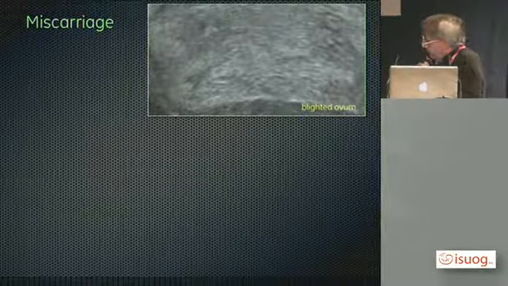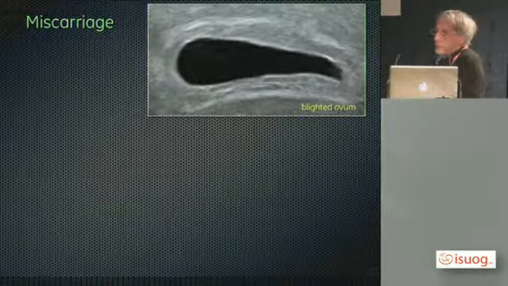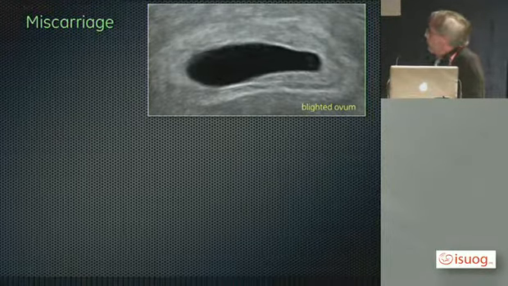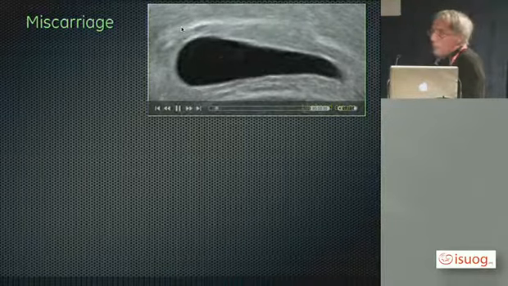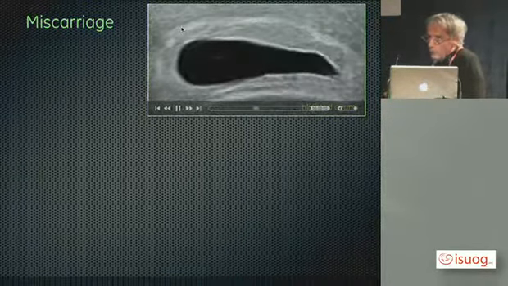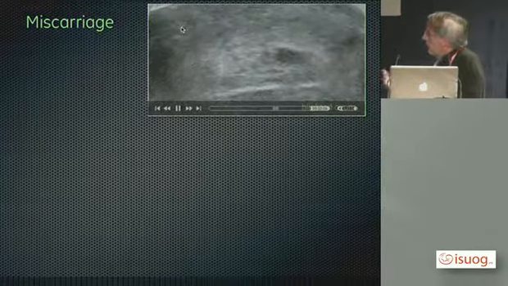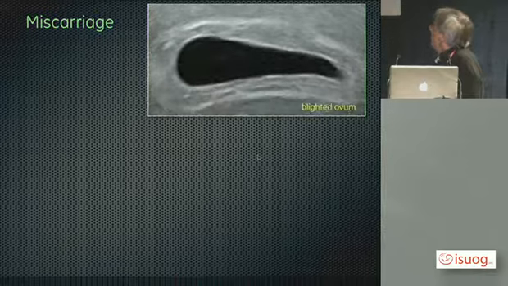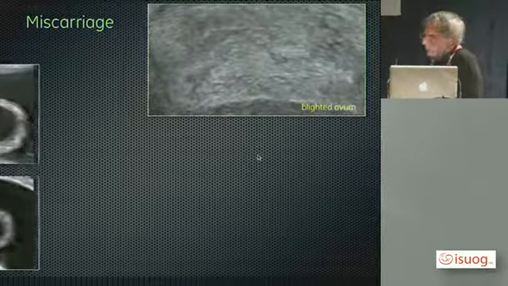Miscarriage, what we can see in case of miscarriage: the lady comes at the beginning of pregnancy with bleeding. Sometimes she is at 12 weeks of pregnancy, but you put the probe and you have no embryo inside. That means the pregnancy stopped 1 month ago, more than 1 month ago. This is a blighted ovum.